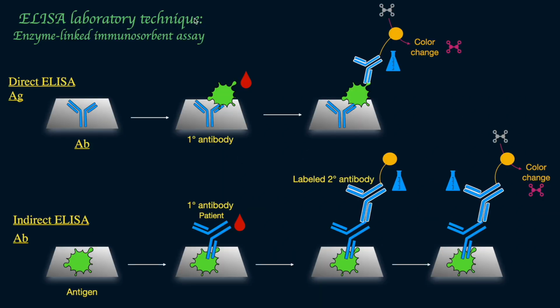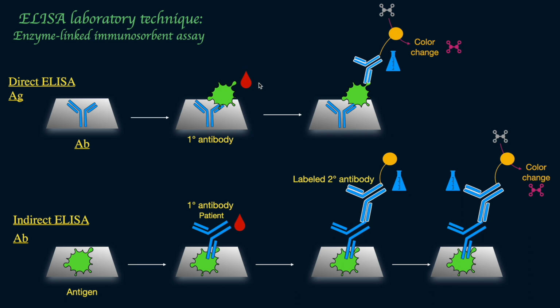ELISA laboratory technique. ELISA means enzyme-linked immunosorbent assay. We divide it into direct ELISA and indirect ELISA technique. During the direct ELISA laboratory technique, we want to find specific antigens, and during the indirect one, we want to find specific antibodies. During direct ELISA, we attach antibodies to the microfiber plate.